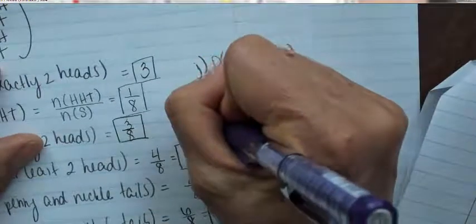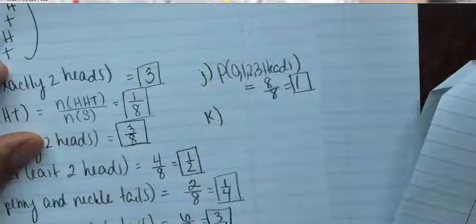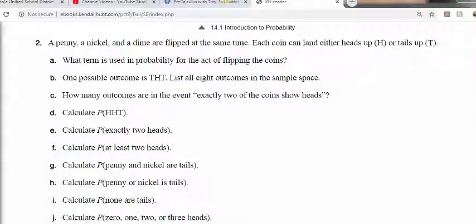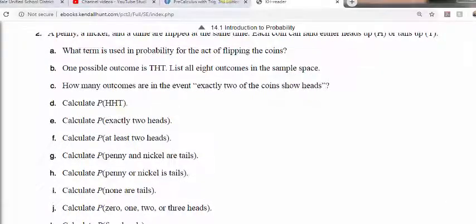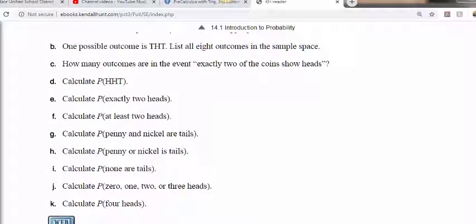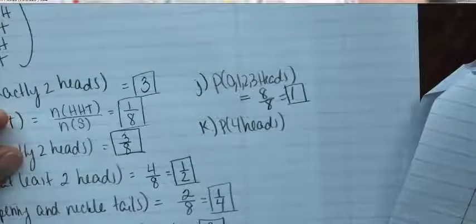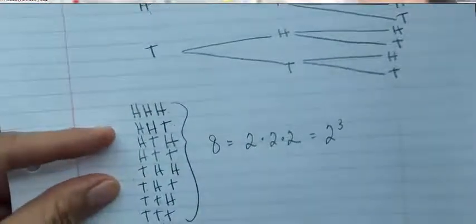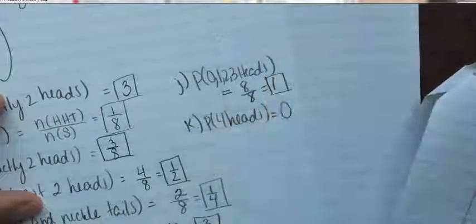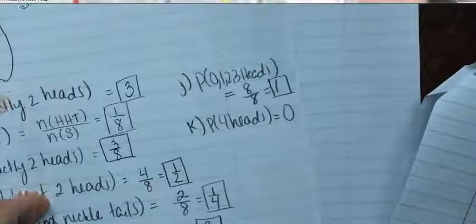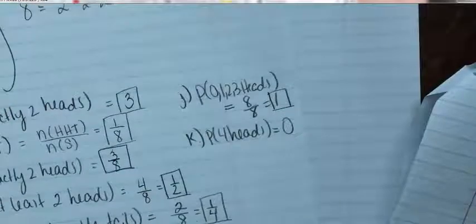And then the last one, we got one more here. Can you guys see that? So then we're going to calculate the probability of having 4 heads. Well, how would it be possible to have 4 heads? We don't have 4 coins. So that's a very simple 0, and what we would call the empty set. We basically have a 0% chance because we don't have 4 things.